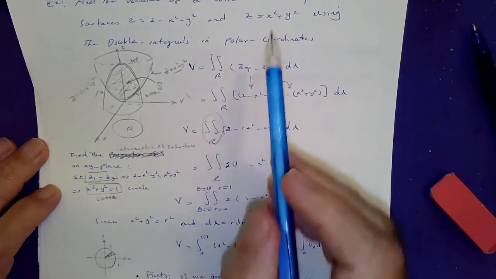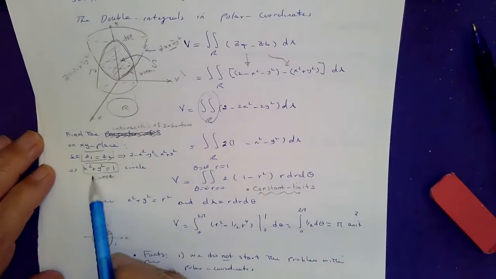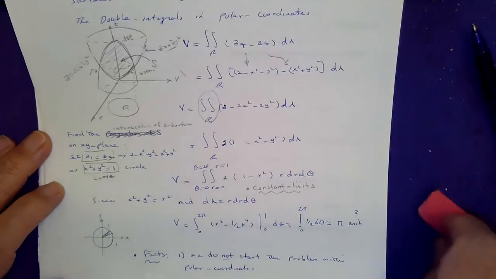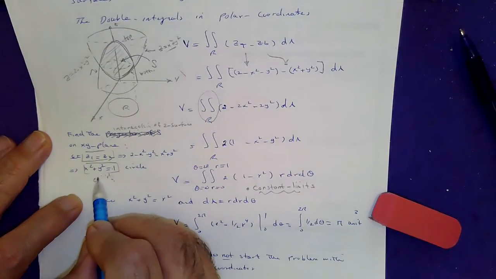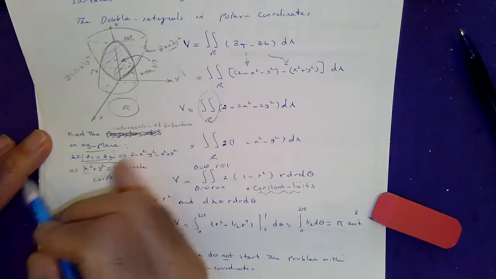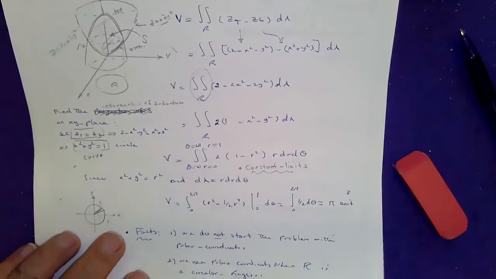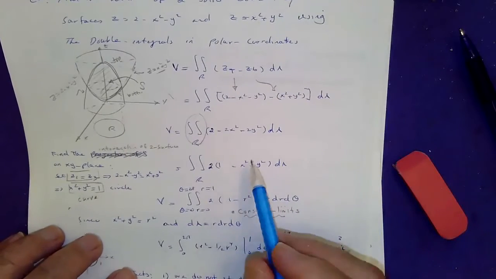When you set this surface equal to this surface, you would get x squared plus y squared is equal to a circle. There goes your curve of intersection. This is what I'm talking about when I say the intersection of two surfaces is a curve. Okay, so now here's what else we need to know.